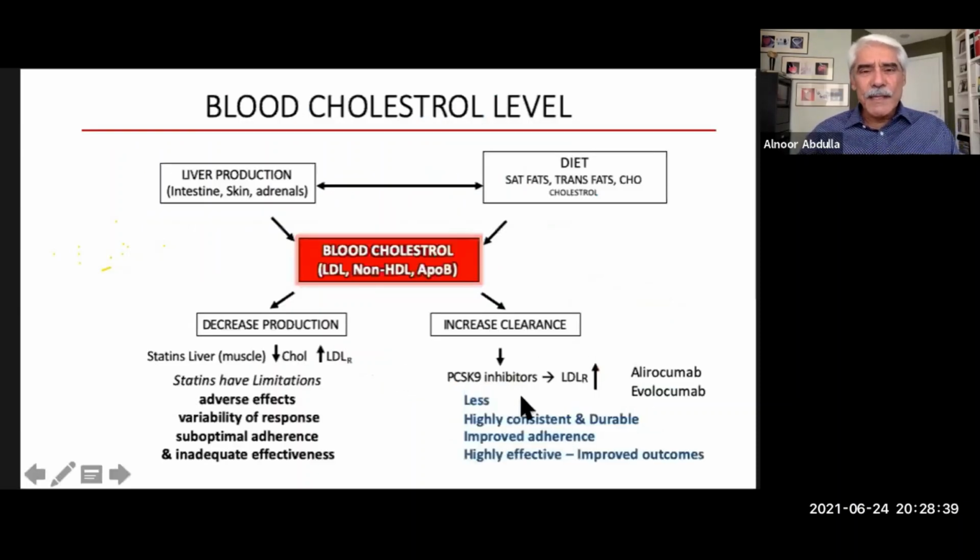So back to our main diagram, they improve LDL receptor function and numbers by blocking PCSK9. You get much fewer adverse effects, and it's highly consistent results, which are very durable. And the dose works on everybody that we give it to. There is improved adherence, therefore, because you just have to take this little subcutaneous injection every 2 weeks, every 4 weeks. And actually, it is so easy to take.